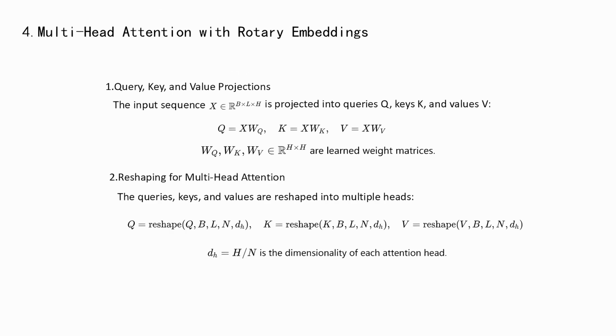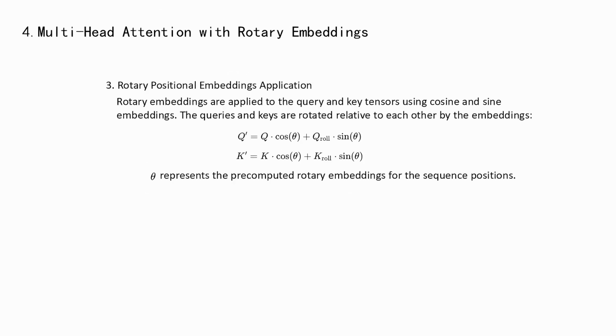2. Reshaping for multi-head attention. The queries, keys, and values are reshaped into multiple heads. For example, if there are H equal 512 hidden units and N equal 8 heads. 3. Rotary Positional Embeddings application. Rotary embeddings are applied to the query and key tensors using cosine and sine embeddings. The queries and keys are rotated relative to each other by the embeddings, where theta represents the pre-computed rotary embeddings for the sequence positions.